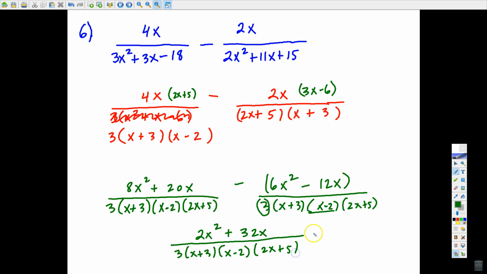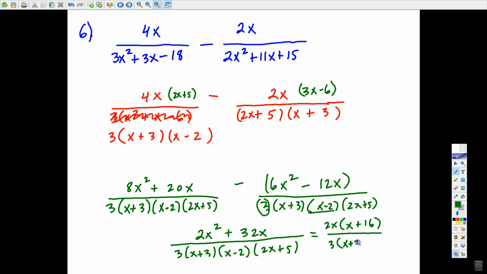And I would like for you to get into the habit. It's not terrible if you stop here. Only what would be terrible is if we had an opportunity to cancel between the numerator and the denominator and we didn't take advantage of it. And you typically won't know that unless you factor. So I'm going to go ahead and factor this numerator because there is a GCF, 2x, and that would be x plus 16 all over the common denominator.